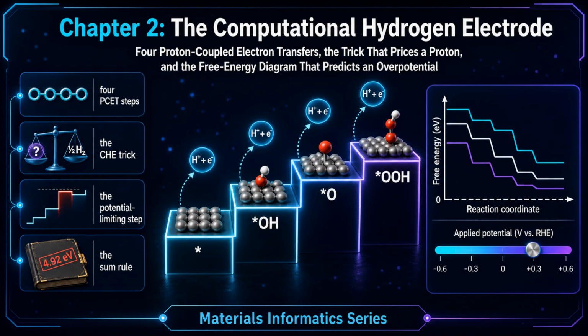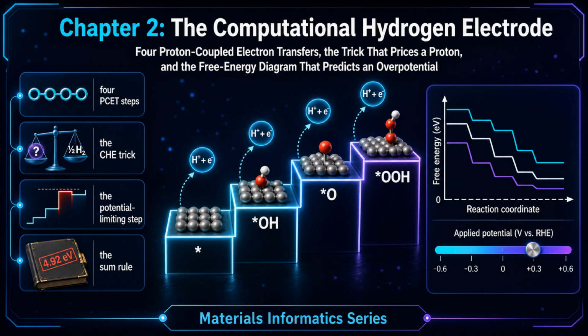A charged surface, a liquid electrolyte, solvated protons swimming about, and an electrode potential that is not a natural quantity in a quantum chemistry code at all. This chapter presents the idea that made computational screening practical anyway. By the end, you will take 4 numbers describing how a surface binds its intermediates and read an overpotential straight off a diagram.